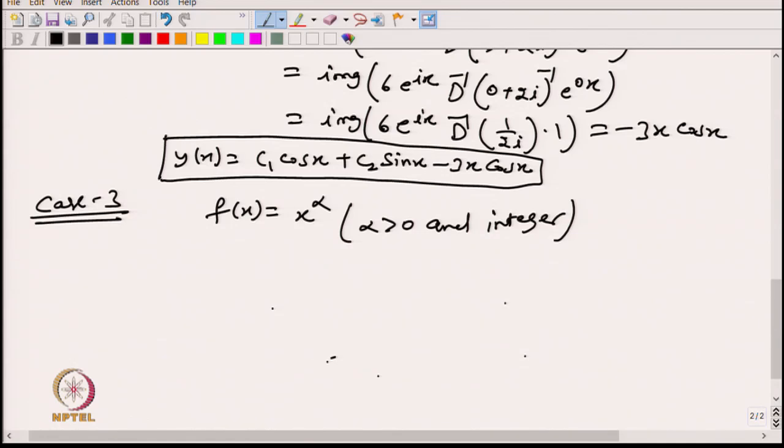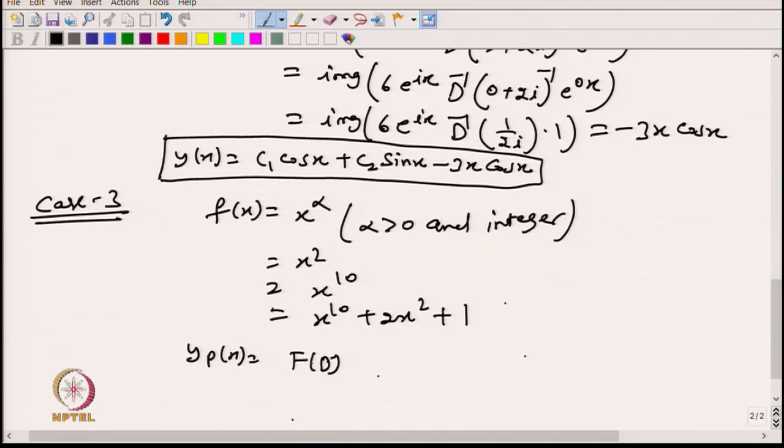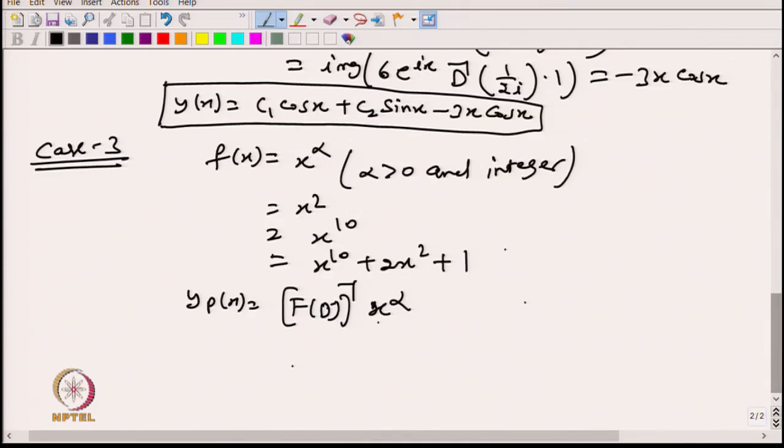So, on the right hand side I may have x square, I may have x raised to power 10, I may have x power 10 plus 2x square plus 1, like this one. So, when there is a polynomial of this type on the right hand side, how can we solve this one? In that case my particular solution will be 1 over f(D) inverse, x raised to power alpha. Now, x raised to power alpha is that, and this is the integral operator.